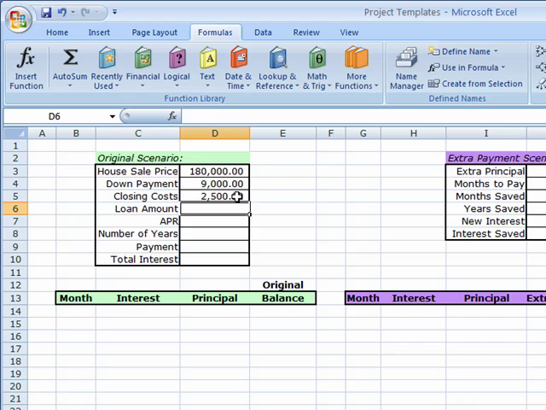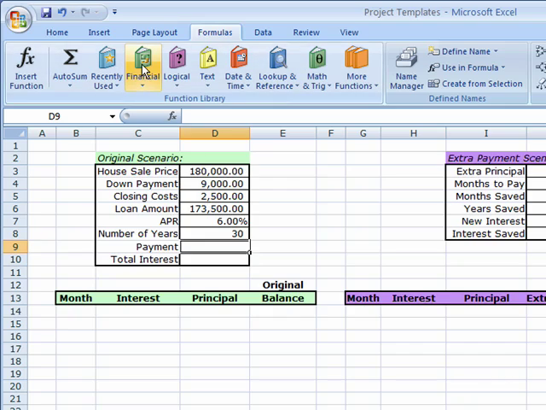Right, and our loan amount will be the house sale price. We're going to subtract the $9,000 down payment because we paid that up front, but we do need to borrow for the closing costs. And that's our total loan amount, so that's an important figure there, $173,500. We're told on our sheet that we have an APR of 6%, and it's a 30-year mortgage.